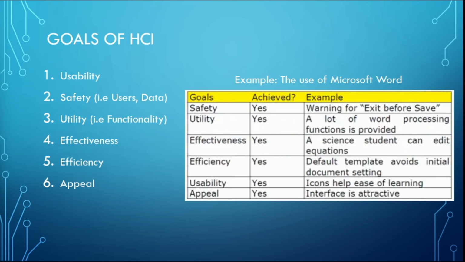Let's say when you want to print something, there are various icons that guide you. It makes the use of the thing user friendly. And then appeal, the interface is very attractive, so it isn't a scary interface. You look at it and then you feel okay. Do you get it? A critical example is Microsoft Word. So this Microsoft Word actually achieves the goal of human computer interaction.